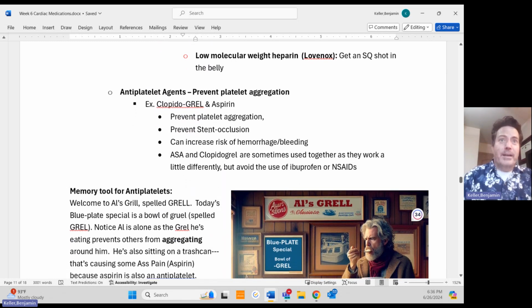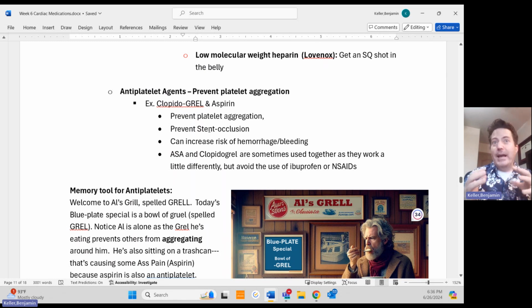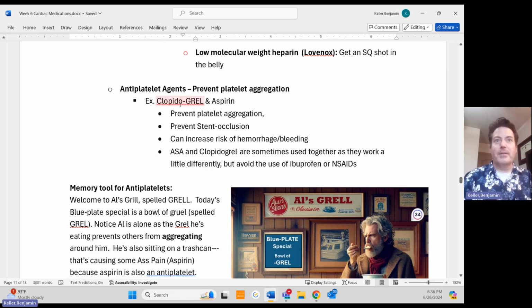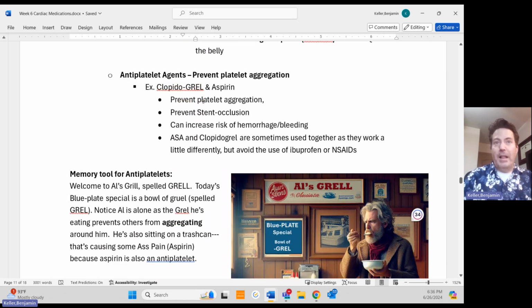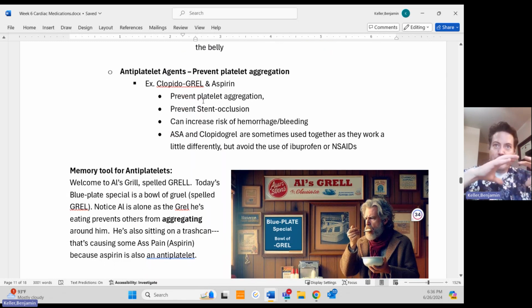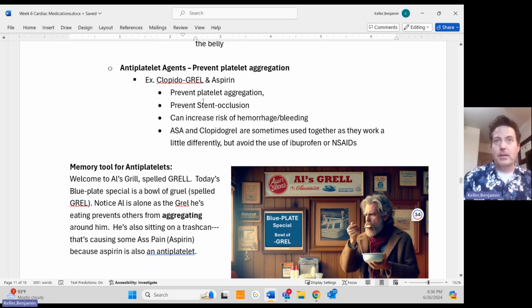Then you also have antiplatelet agents, which prevent platelet aggregation. And this is going to be like clopidogrel or aspirin, which works in a very similar way. They're both antiplatelet agents. Clopidogrel is Plavix, and it works to prevent platelet aggregation. People who have a stent will take this because it prevents the platelets from aggregating around the stent and causing another clot.